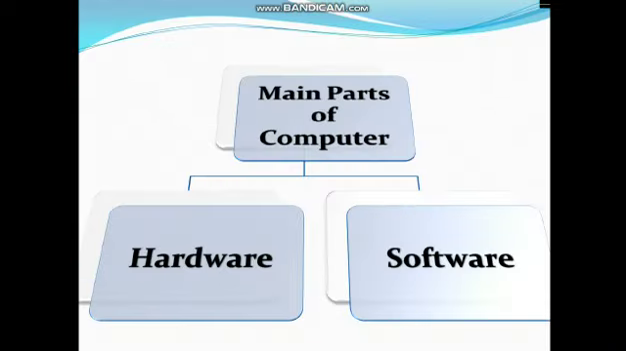Now, a computer system consists of two major elements, hardware and software. Now, what do you mean by hardware? Hardware is the collection of all the parts you can physically touch. And software, on the other hand, is something you cannot touch. Or we can say that software is a set of instructions for a computer to perform specific operations.